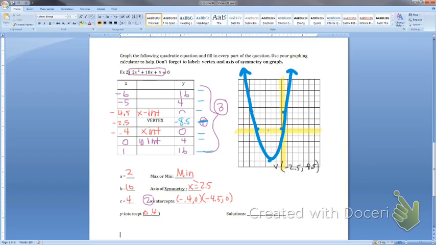I know I'm going fast, but you know how to graph. Make sure that you're labeling -0.40 and -4.50, and then our axis of symmetry, x equals -2.5. Okay, and then the last thing that we're going to do is put our solutions down there, right? So we said that our solutions were just our x-intercepts, but we put them in the brackets as answers, -0.4, -4.5.